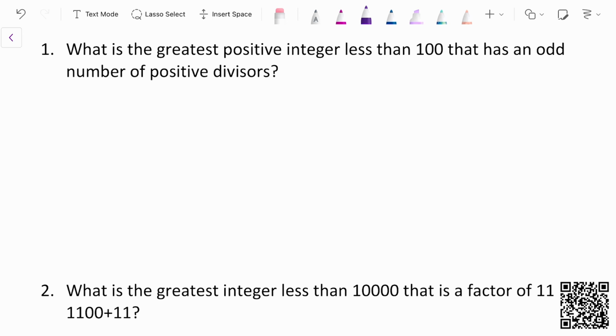Today's first question is, what is the greatest positive integer less than 100 that has an odd number of positive divisors? So first of all, in the simplest way possible explaining the strategy, let's say we have a number a.